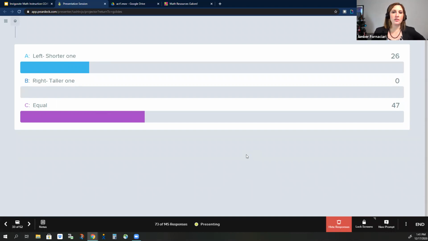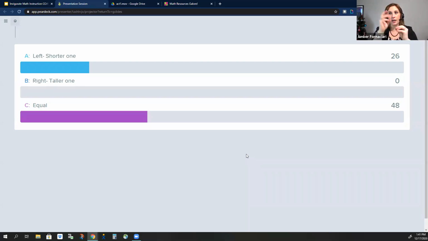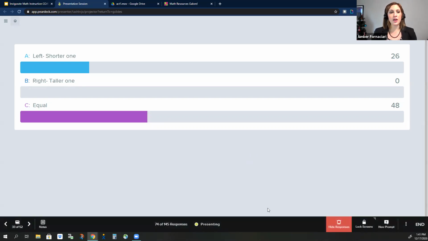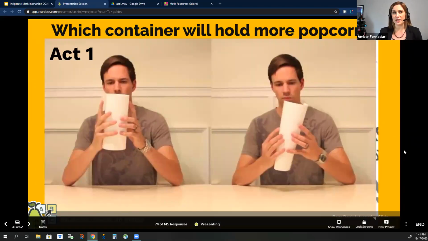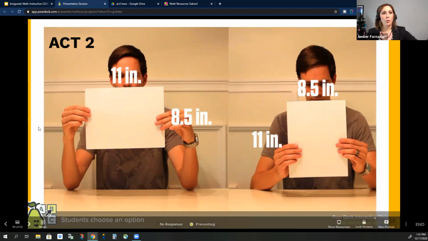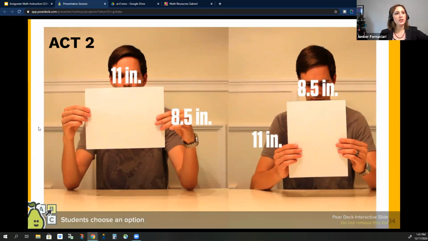So the purpose of 3-act math is to take bites of the content and separate it to increase critical thinking as well as conceptual understanding of a math topic. So the idea here is that there are 3 acts. That was the first act. I'm going to give you another piece of information, which is the second act. Same question, but here's more information for you. Same question. Which container will hold more popcorn?